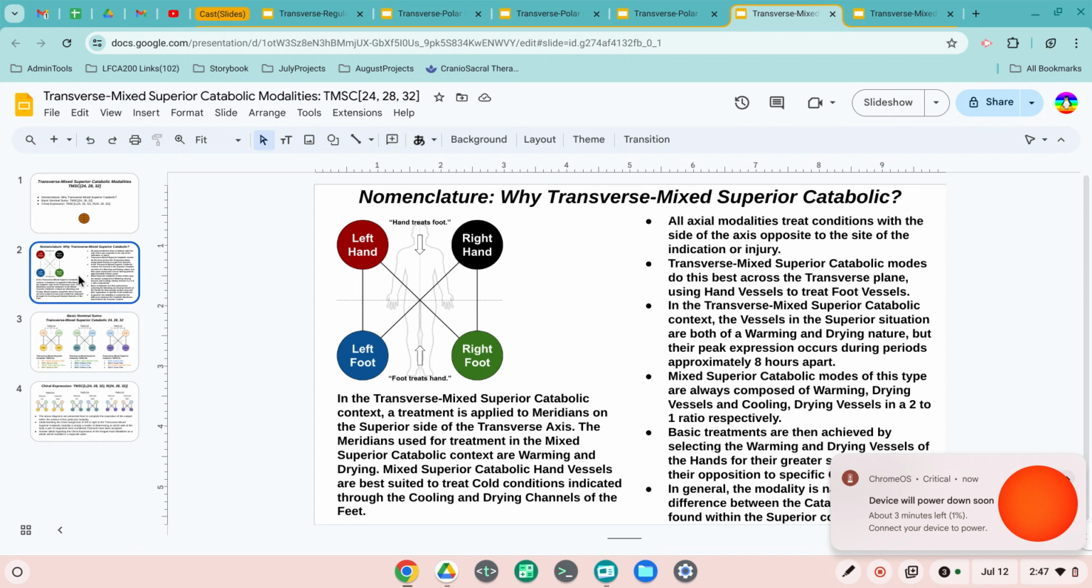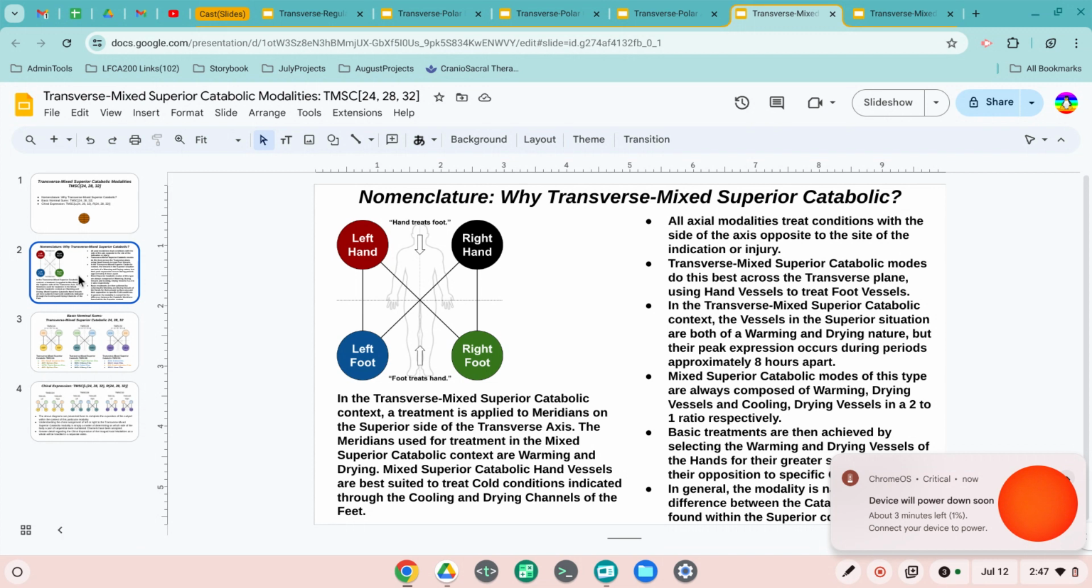The bullet points on the right provide the same information previously given from a slightly altered but entirely equivalent perspective. They are as follows. All axial modalities treat conditions with the side of the axis opposite to the site of the indication or injury. Transverse mixed superior catabolic modes do this best across the transverse plane, using the hand vessels to treat the foot vessels.